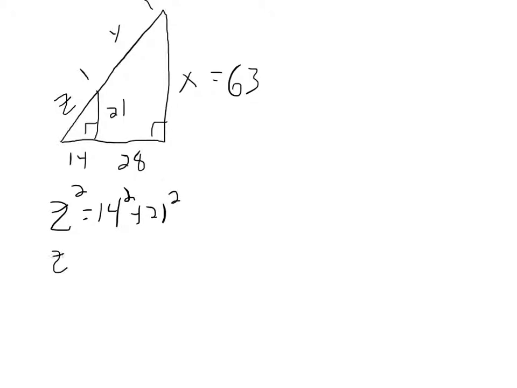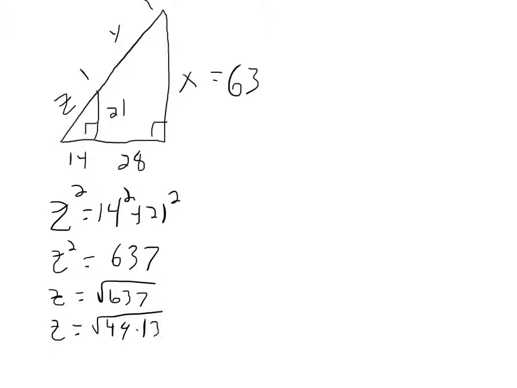If you work that out on your calculator, that's 637. And so Z will be the square root of 637. So Z would be the square root of 49 times 13, or 7 square root of 13.